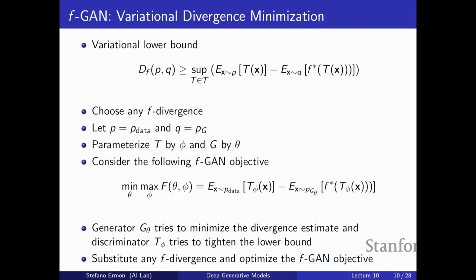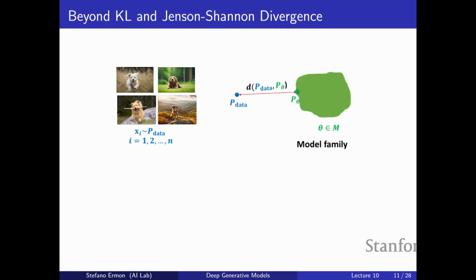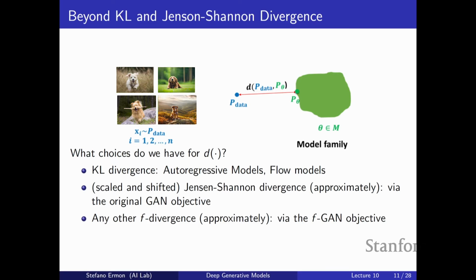Cool. So that's the high-level takeaway. You're not restricted to exact KL divergence or Jensen-Shannon divergence. You can plug in other F divergences, and using the F-GAN training objective, you can still approximately optimize that notion of divergence.